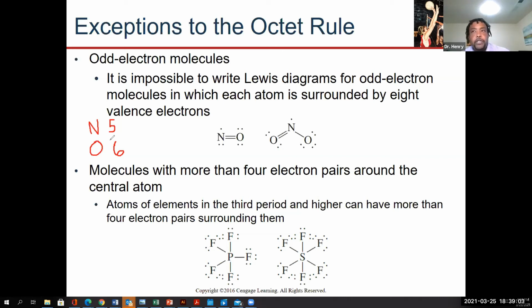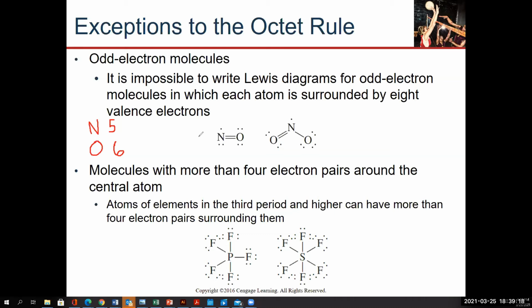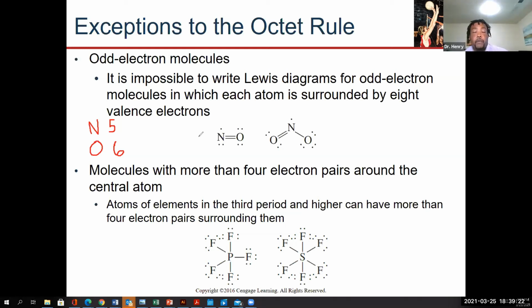Let me tell you what you have to do in the case of an odd number of total valence electrons. The one with the strongest electronegativity will make sure it reaches its octet, but the other one won't. The other one will be just short of an octet. So in the case of nitrogen, if we count the number of electrons around this nitrogen, how many do we have?